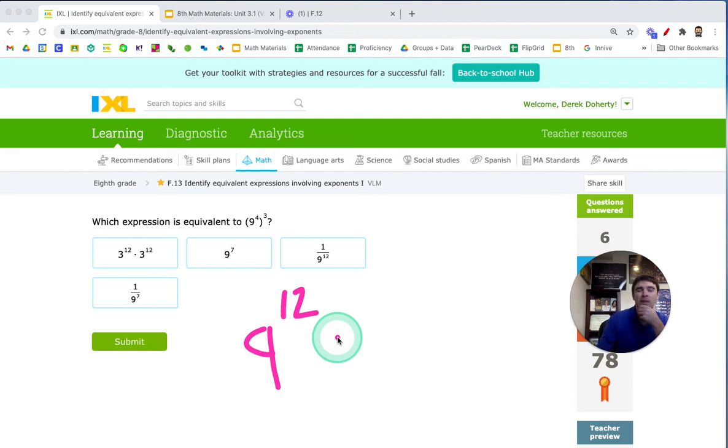And now this is why this is more challenging. None of these say 9 to the 12th power. And this one is not the same as 9 to the 12th. I could say 9 to the 12th is the same as 1 over 9 to the negative 12 if I wanted. But that's not this one.